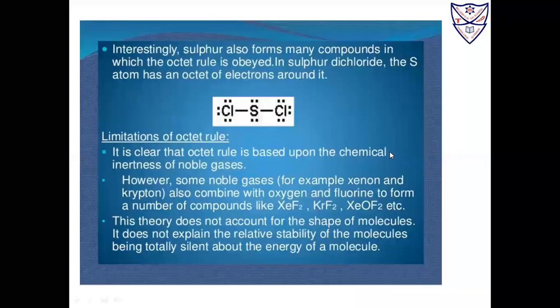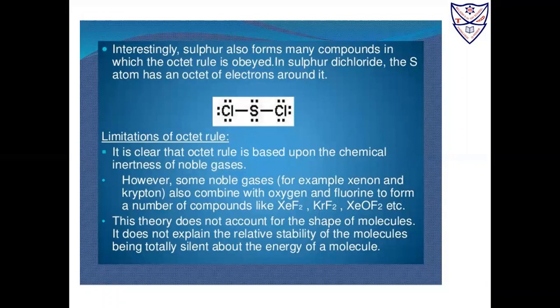Next, here is some other compound like sulfur dichloride, SCl2. S has an octet of electrons around it. See here, how many electrons are there? 1, 2, 3, 4, 5, 6, and 7 and 8. So this fulfills the octet rule.